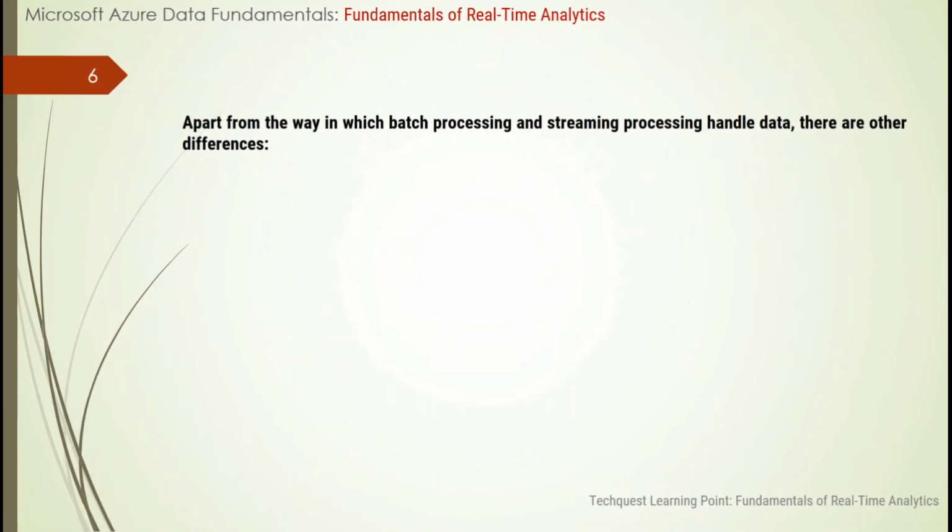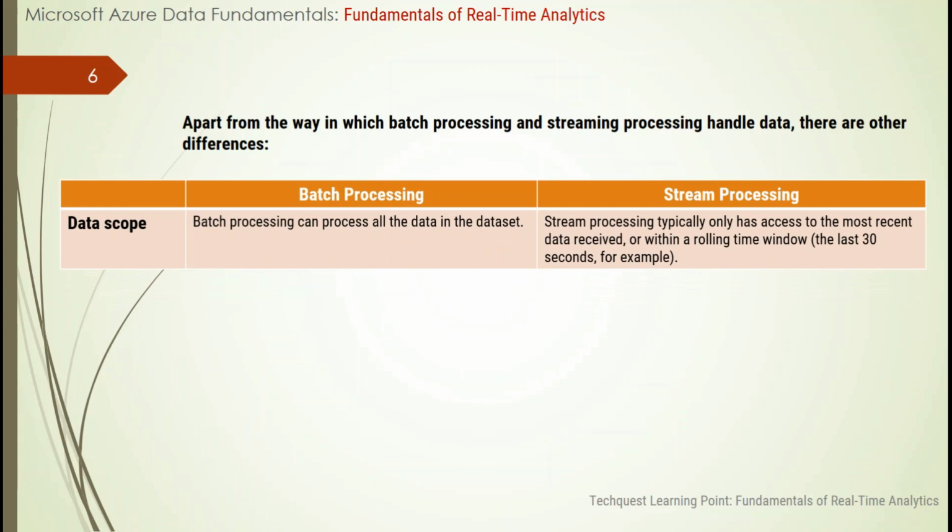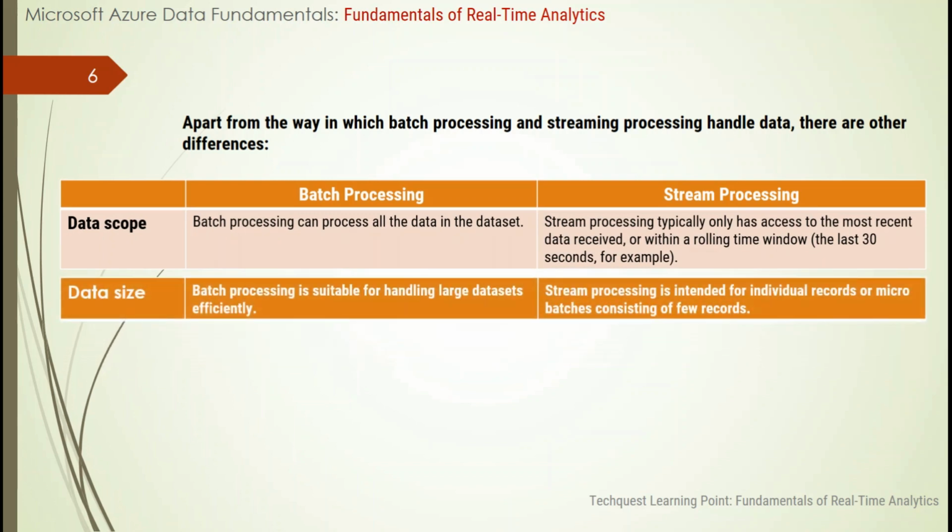Apart from the way in which batch processing and stream processing handle data, there are other differences. Data scope. Batch processing can process all data in the dataset. Stream processing typically only has access to the most recent data received or within a rolling time window, the last 30 seconds for example. Data size. Batch processing is suitable for handling large datasets efficiently. Stream processing is intended for individual records or micro batches consisting of few records.